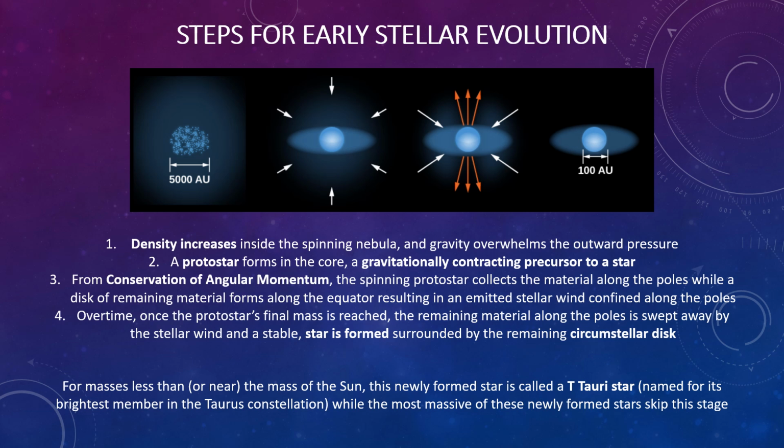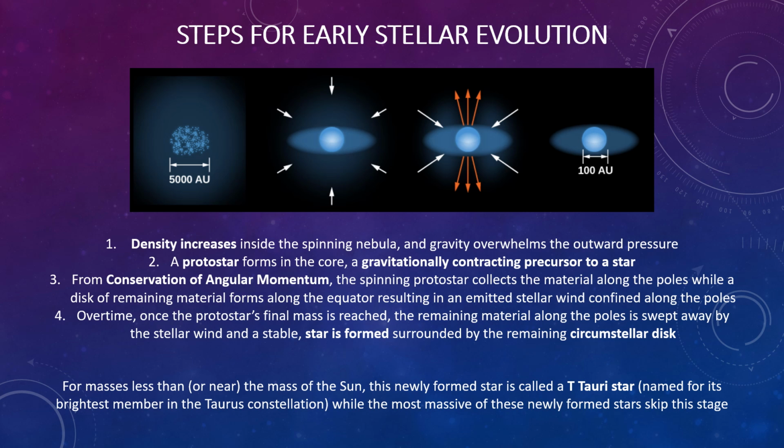And so from the conservation of angular momentum, because this protostar is spinning, this begins to collect material along the poles while the disk of remaining material forms along the equator. This results in an emitted stellar wind confined along the poles. Over time, once the protostar's final mass has been reached, the remaining material along the poles is swept away by the stellar wind, and the stable star is left behind and is surrounded by a forming circumstellar disk. That's when the planets begin to form.